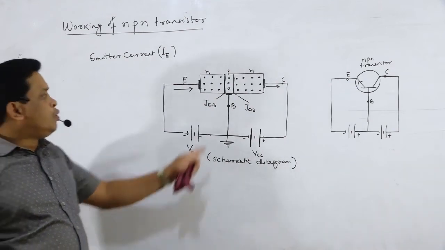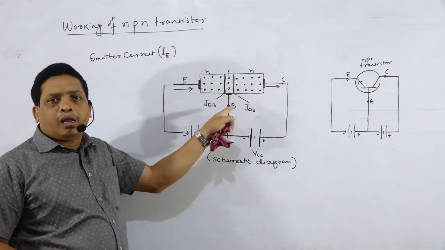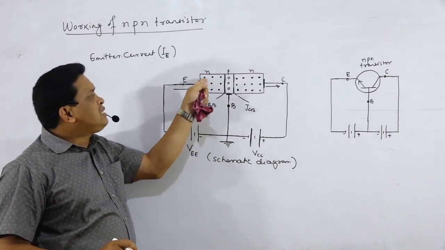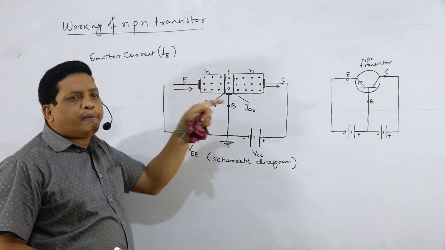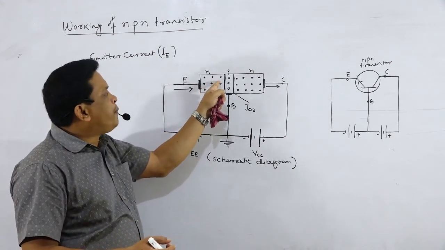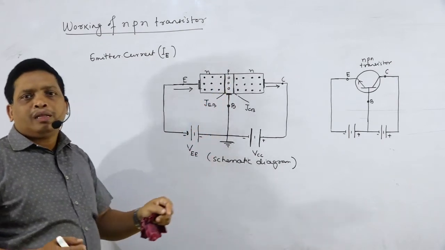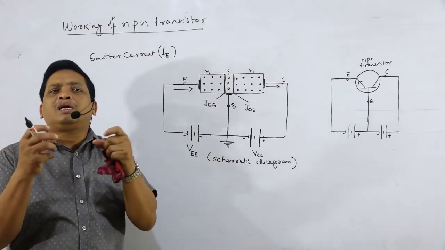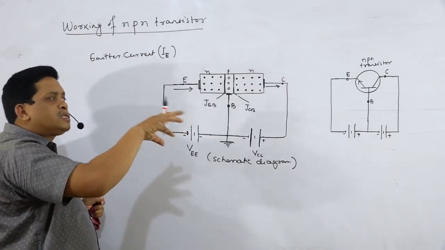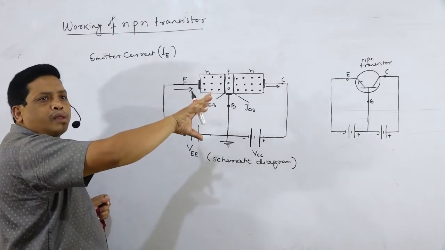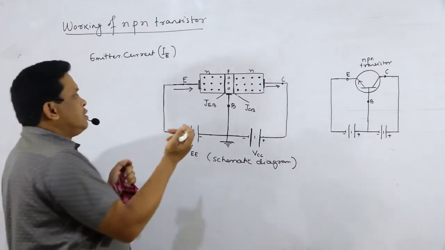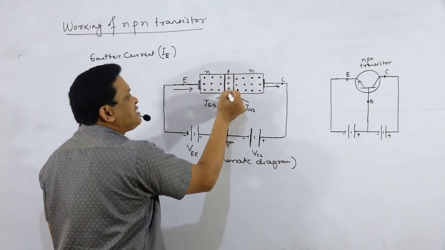region. Look here, the base is P material, where the holes are the majority charge carriers. So out of these electrons pushed from emitter section, a few number of electrons combine with the holes in the base region. That means electron hole recombination takes place. Let us take an example. Suppose 100 electrons start moving from emitter. So out of 100 electrons, only 5 electrons combine with the holes in the base region.